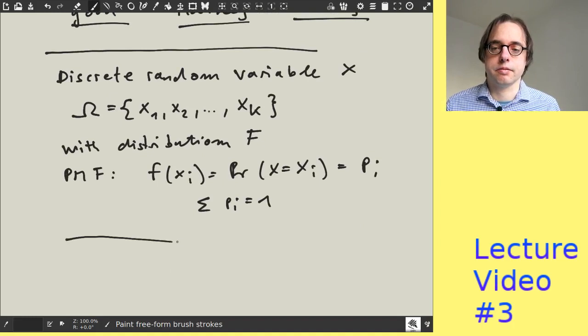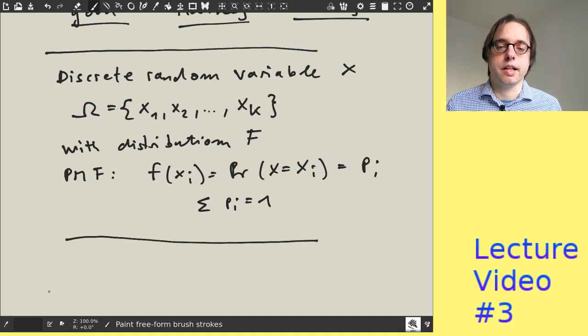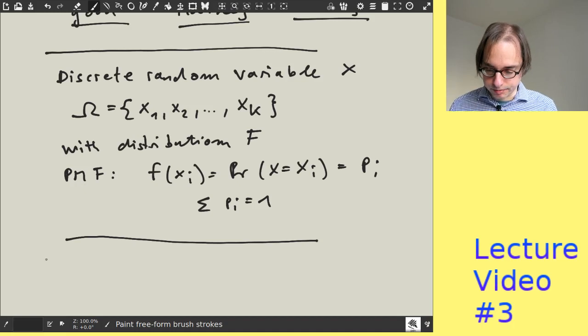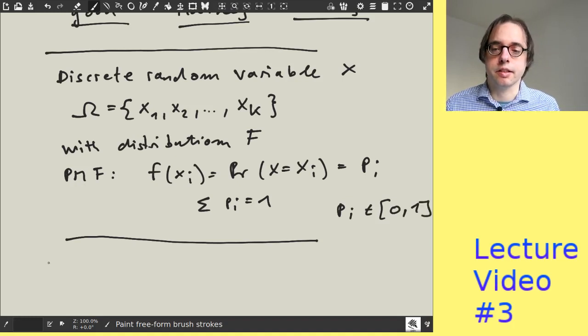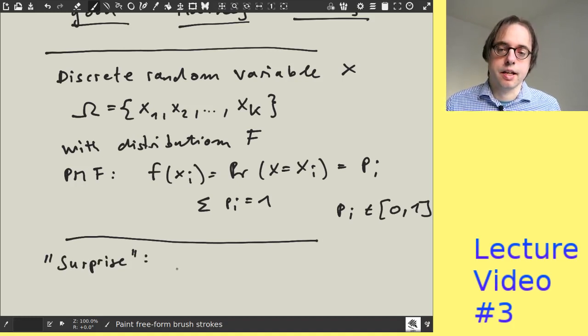Now we can define something called the surprise. Every pi is in the interval between 0 and 1, because this is our probability. Now the surprise is defined as minus log p.